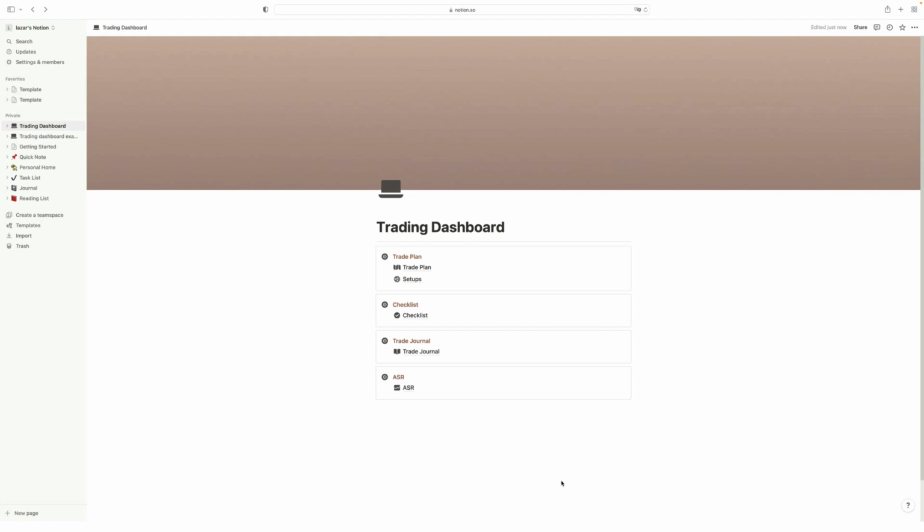So in this video, guys, we are going to quickly go through the trading dashboard Notion template, and I'm just gonna explain to you how to use it properly. So this is basically everything that you need, the trading dashboard, where you can make your trade plan, make your checklist, journal your trades, and you can do even your ASR. Basically everything that you need is right here in this template.